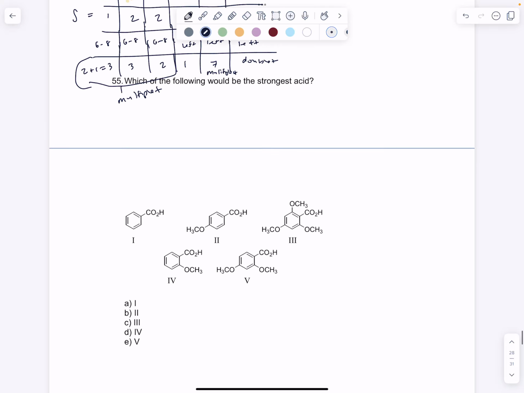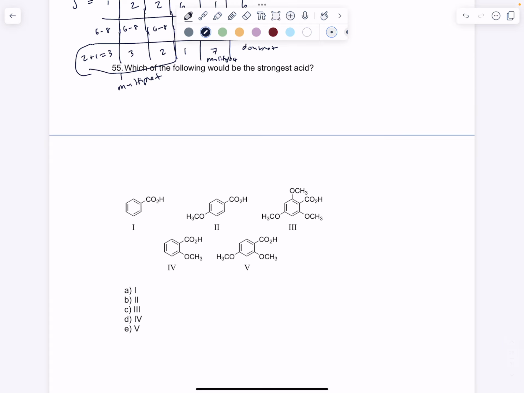Which of the following would be the strongest acid? Okay, so let's think about acids. These all seem to have the same basic structure of a carboxylic acid. You lose your hydrogen, and the electrons get left behind. And that results in this excess of electrons. So how well can you share the electrons?